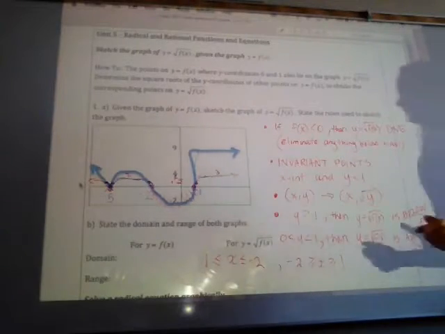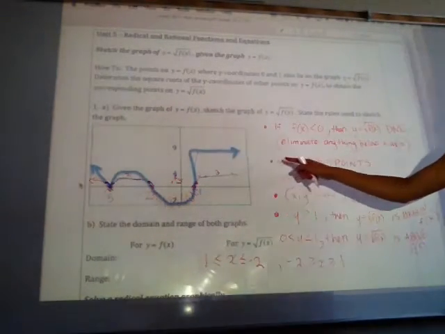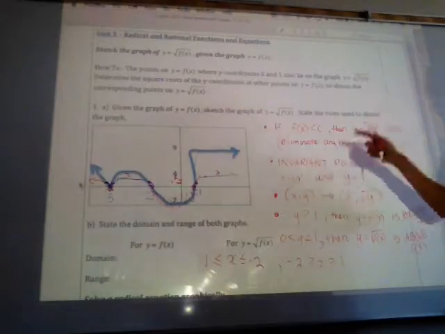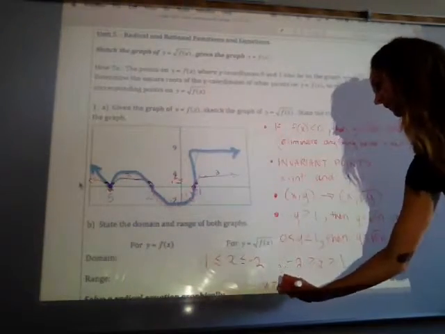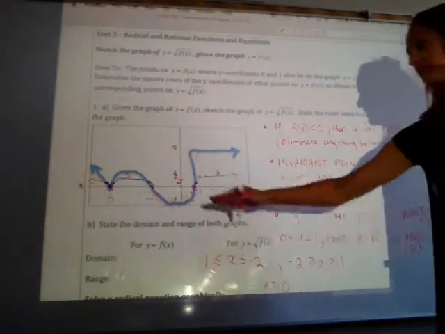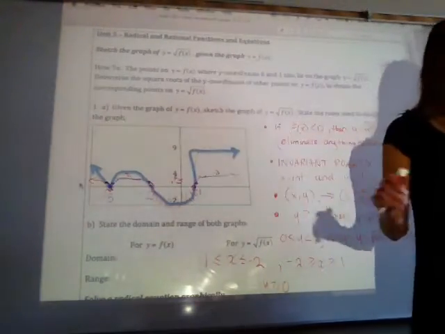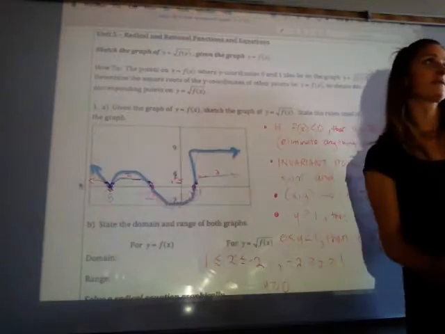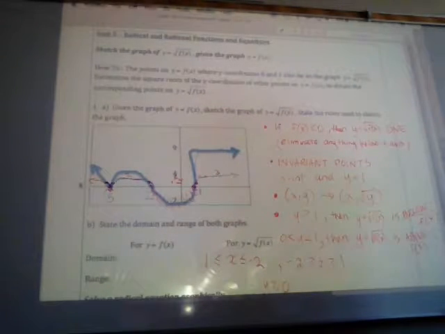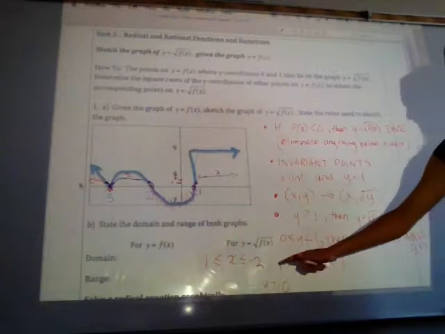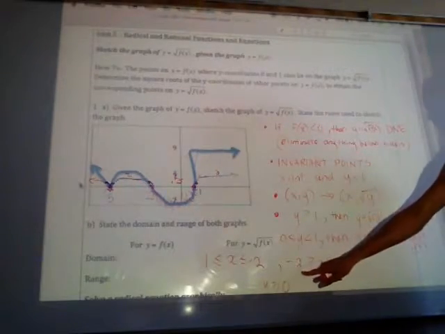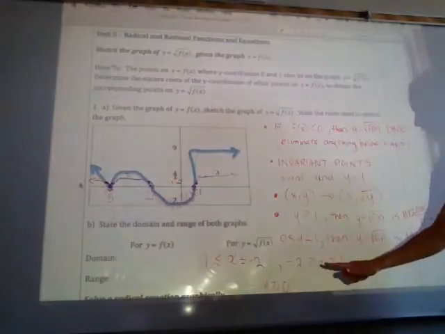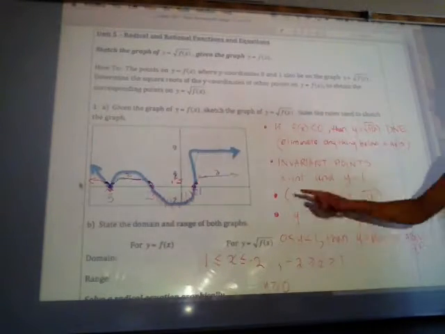Alright, now the range. Is this going forever and ever? Yeah. And over here it's going to go forever and ever. So y will be greater than or equal to 0 because it goes from the x-axis up. There's nothing below the x-axis. I'm just looking at x is less than or equal to -2. Yeah, always read from the variable. X is less than or equal to -2. X is greater than or equal to 1.